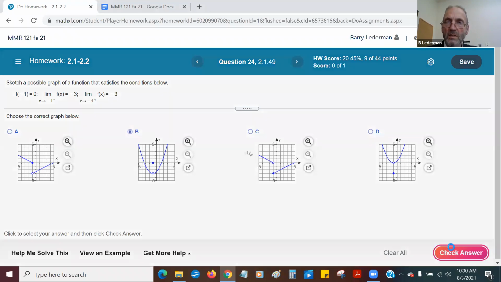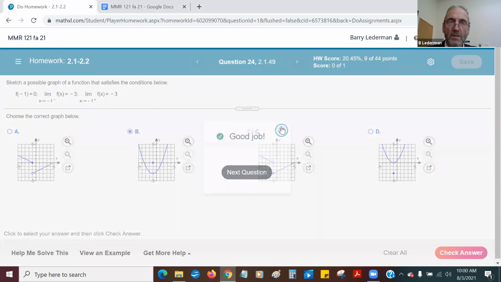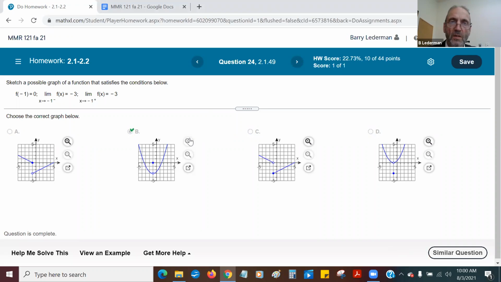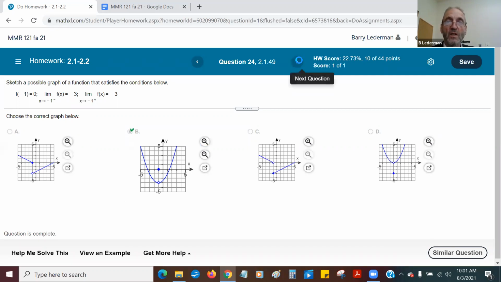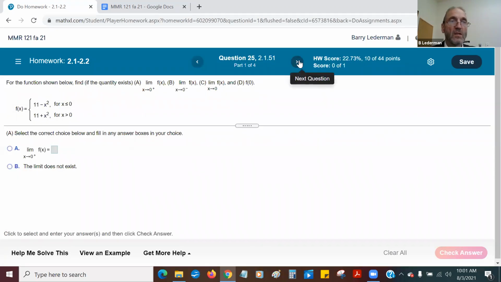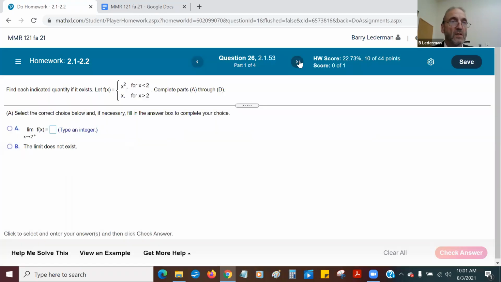And let's just check the answer. Let me just enlarge this a little bit. Okay, so this is the value of x equals -1. So f of -1 is 0 because that's the function. The y value is 0. But as I approach from either side, when I get close to x equals -1, the y values get very close to -3. That's why that's the answer. Okay, very nice.